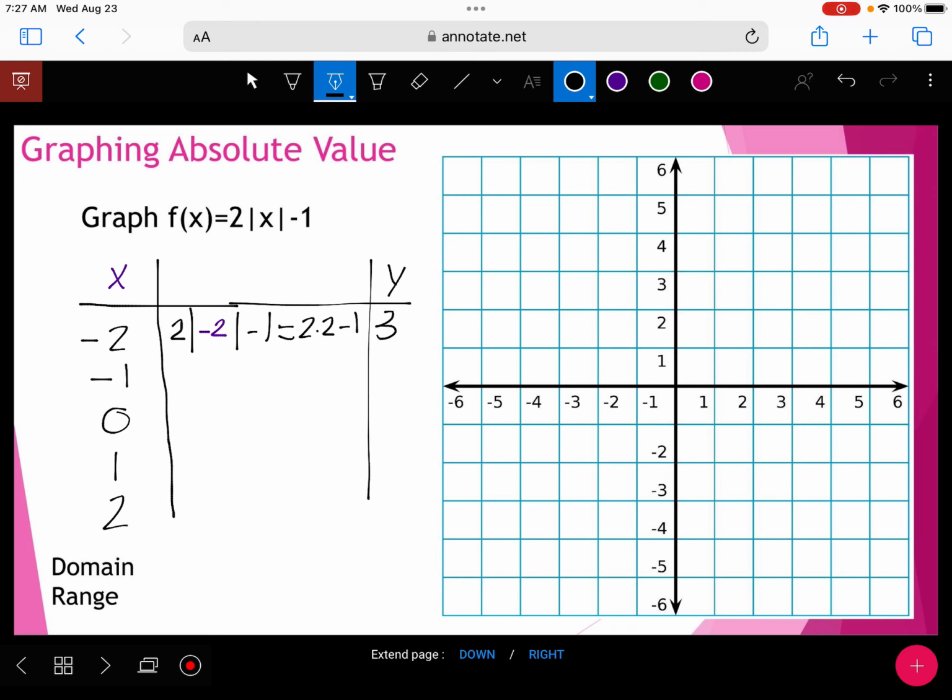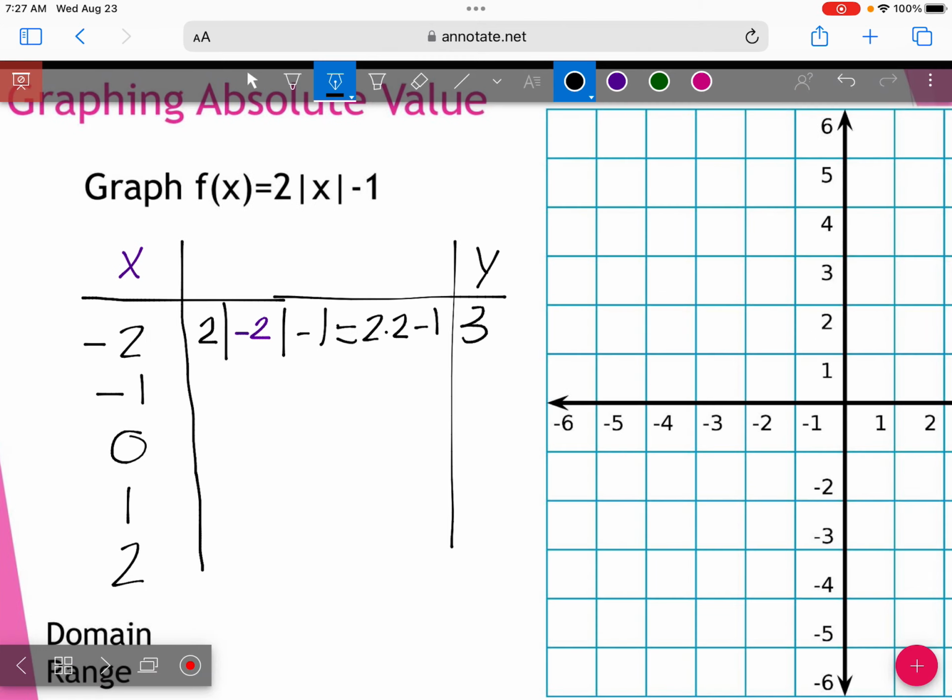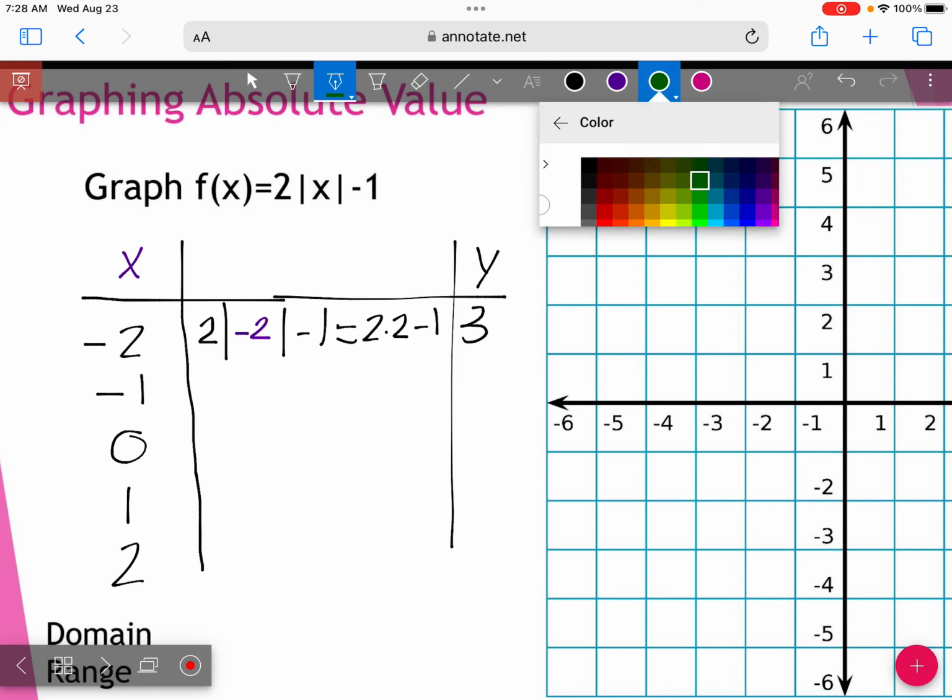If you need to have space to write, you can do it like this. I know it's not the most easy thing to read up there. We're just substituting values in.